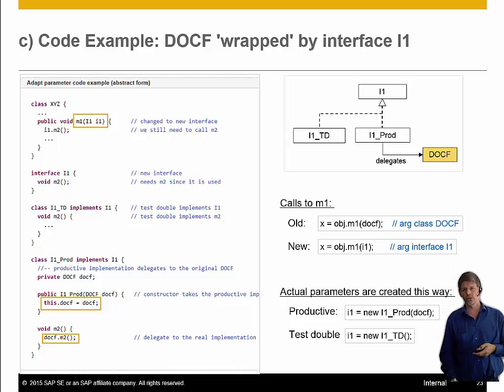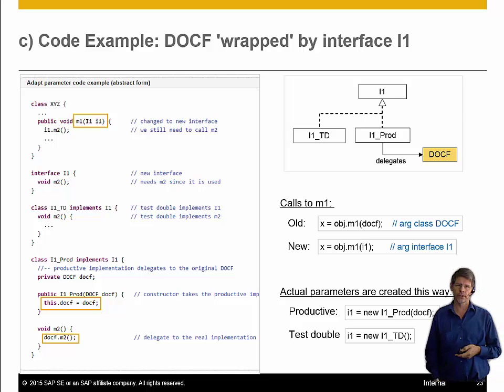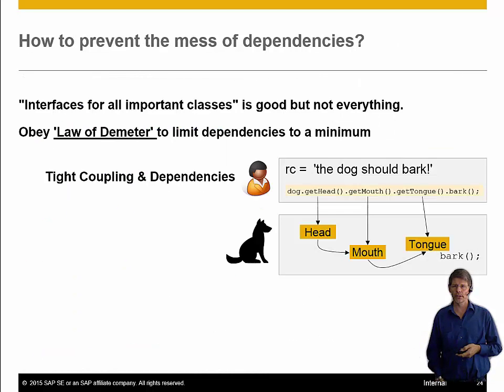Okay, so this concludes the patterns of how to deal with which situation in the code. I want to mention one last thing: how to prevent the mess of dependencies in the first place. Of course you're making all changes now, but you should have something in mind. How should it be? If I write new code, how should it be? If I change something, which direction should it go? And it has to do with what's called the law of Demeter, to limit dependencies to a minimum.